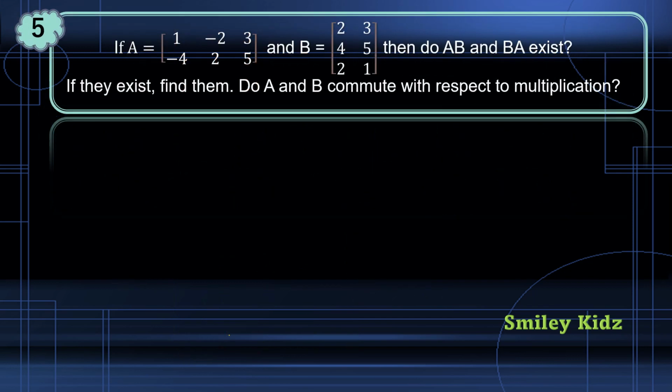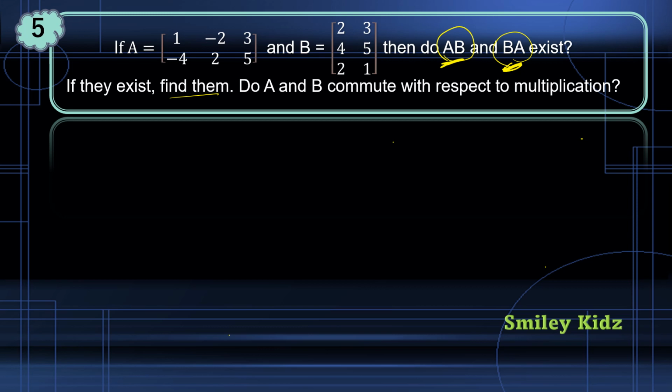Moving forward, we are being given two matrices A and B. They are asking if AB and BA exist. If they exist, then you have to find them. Do A and B commute with respect to multiplication? Firstly, we are going to check if AB and BA exist.